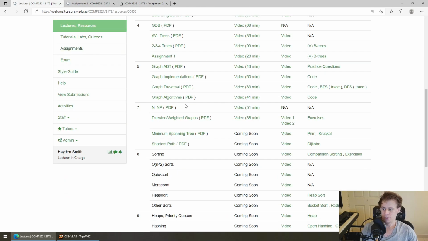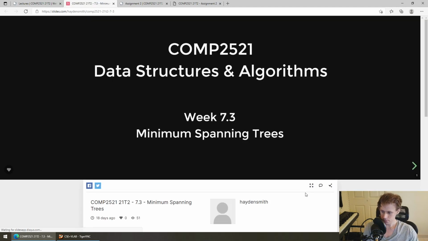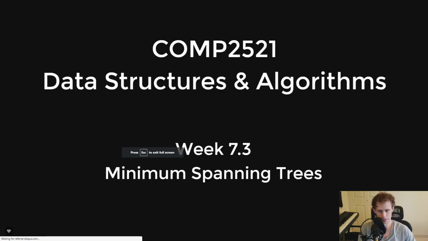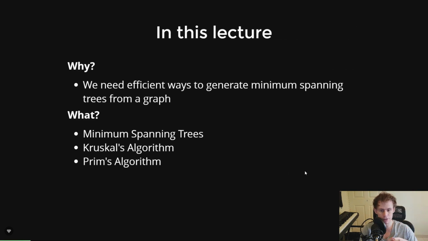It's true. So let's get stuck into minimum spanning trees. This is a fun little topic. I like it. We get to learn about two little algorithms. It's a little bit like when we did graph algorithms and we did Hamiltonian and Euler stuff. We're going to be doing a very similar thing here. And it's actually really easy. These algorithms are quite straightforward to get your head around. We're not going to be doing any coding on this one. That's just a decision that's been made in the course. But we need efficient ways to generate minimum spanning trees from a graph.